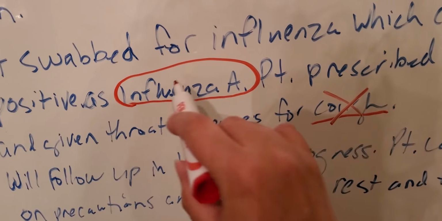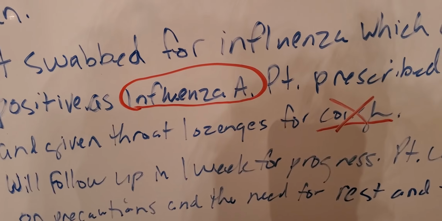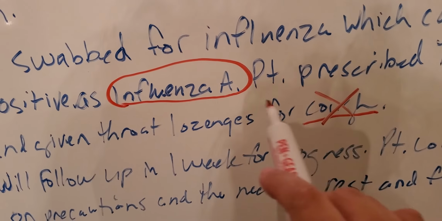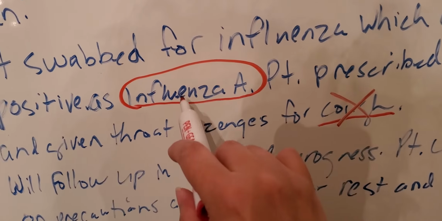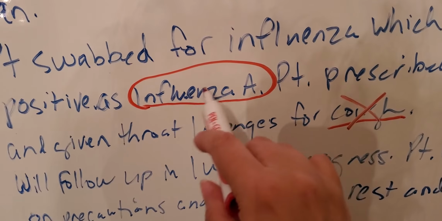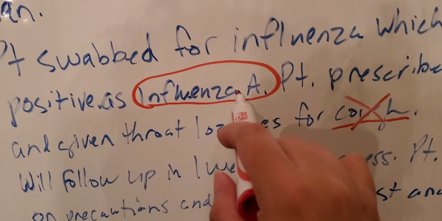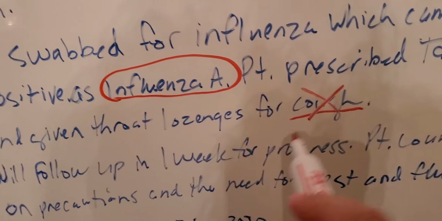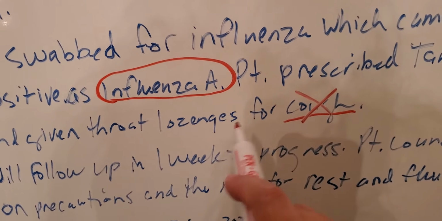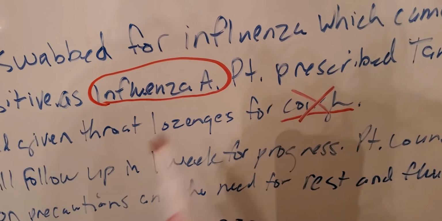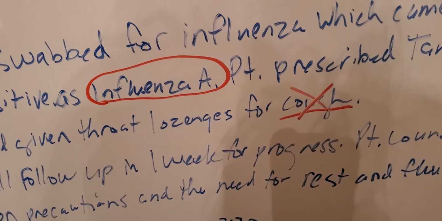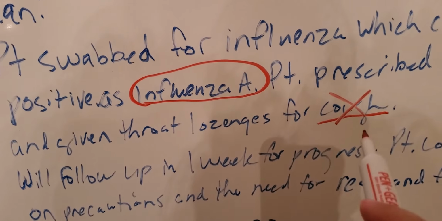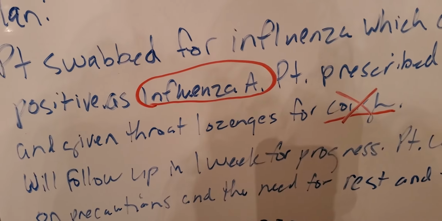Because this is a symptom of influenza A. So this is related to this. So we would not pick this up, this cough, because the influenza A is the sole reason that they are there, okay? This is what it came down to, is influenza A. Even though, yes, they gave him separately throat lozenges for the cough, it does not mean that we can pick up the cough, okay? It's going to go hand in hand with this influenza A, okay? Because we know cough is a symptom of influenza A.